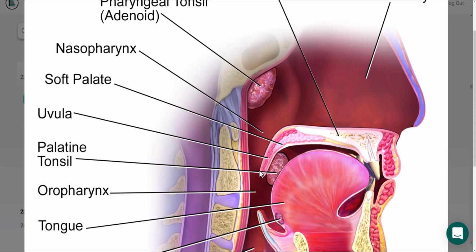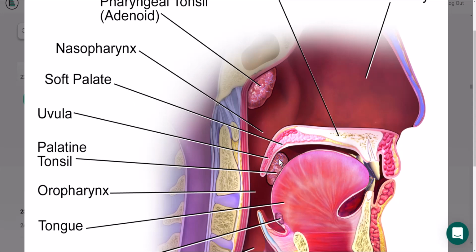Now, this is the mid-sagittal cut, and so this is a palatine tonsil. It's a little bit misguided in that the palatine tonsils are going to be lateral to either side of the uvula. That is not obvious here, but you have a left and a right palatine tonsil. When someone is having their tonsils removed, it is most often a palatine tonsil.